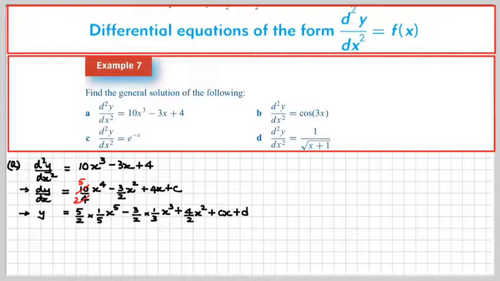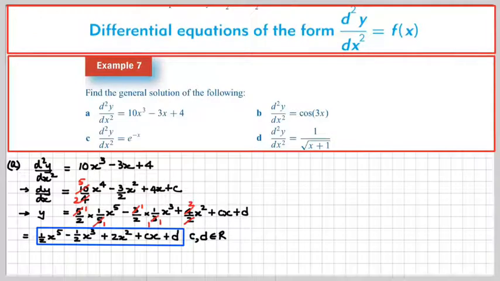Now, I think we better clean all that up. It's a bit of a mess, like the dirty washing. Those 5s will cancel, these 3s are going to cancel, and 2 goes into 4. And that leaves us with 1/2 of x to the 5 minus a half of x cubed plus 2x squared plus cx plus d.